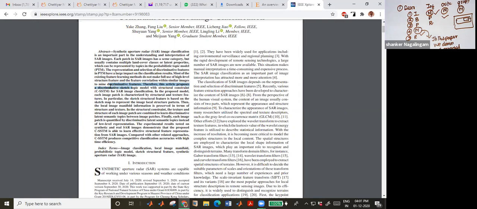If you want to identify whether it is a critical abstract, you can see: the experimental results tested on synthetic real images demonstrate, now they are tested on real time and compared with related approaches, and they have made a competitive classification with high resolution and time efficiency. Anything tested on real time becomes a critical abstract.